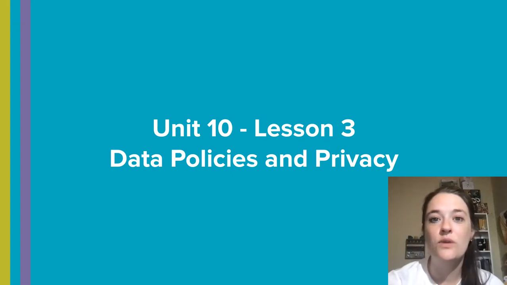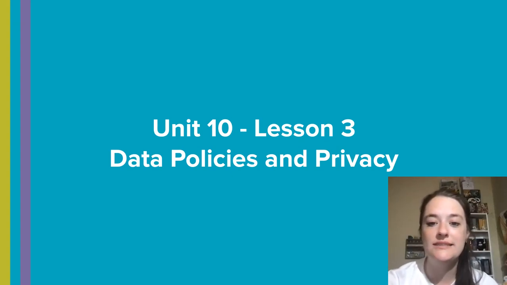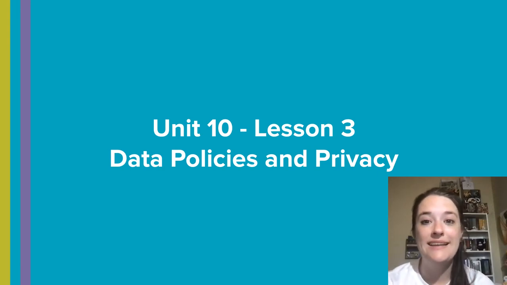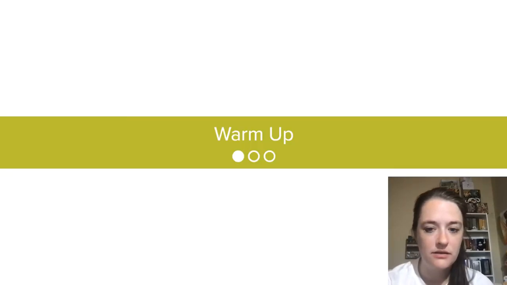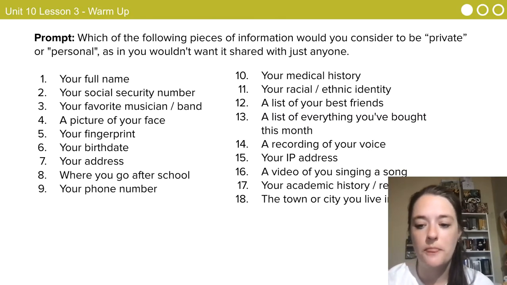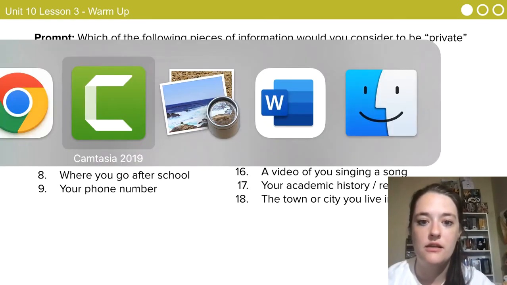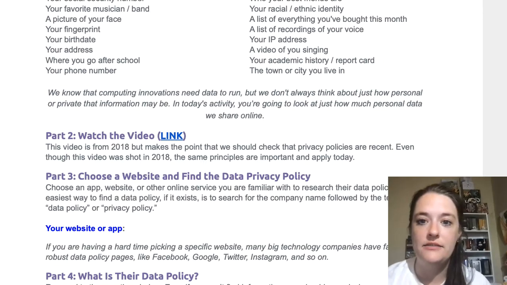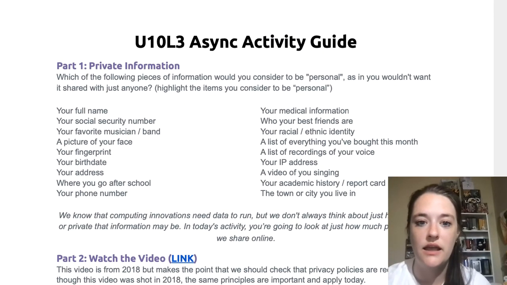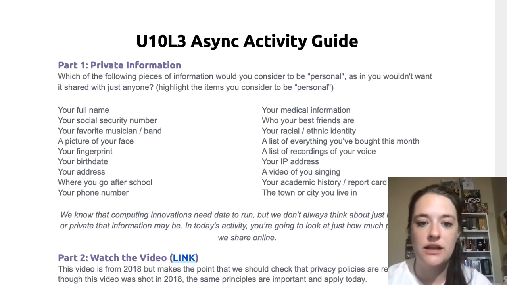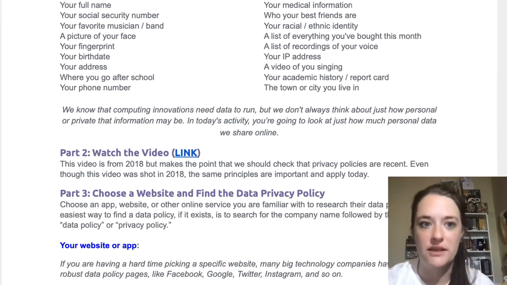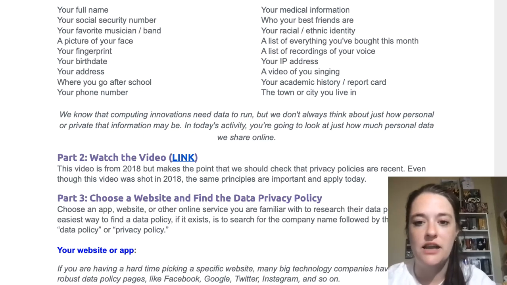In this lesson, we are going to talk about data policies and privacies, and we are going to be using Code.org's Computer Science Principles, Unit 10, and we're going to start with Lesson 3. So, for our warm-up, before you begin, download the activity guide, okay? This is what it's going to look like. And we're going to kind of go through this. Okay, so download that activity guide.